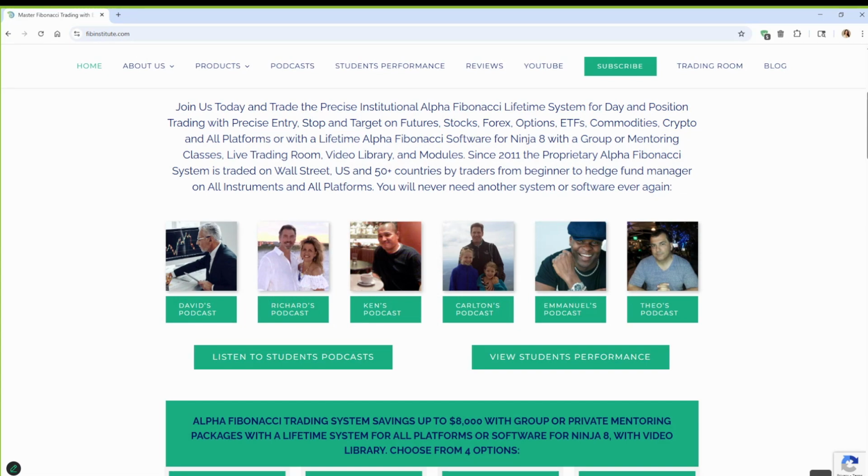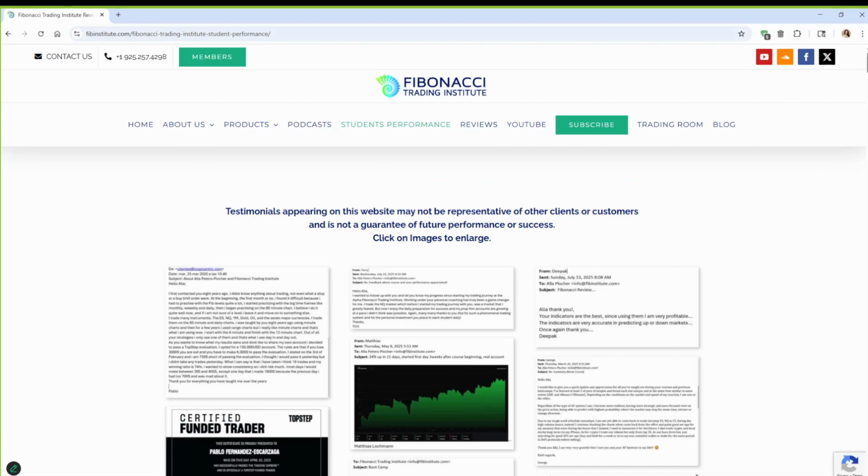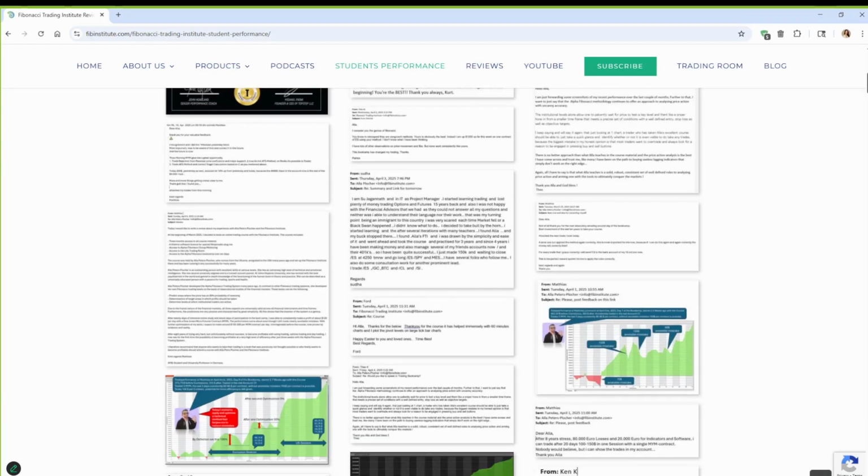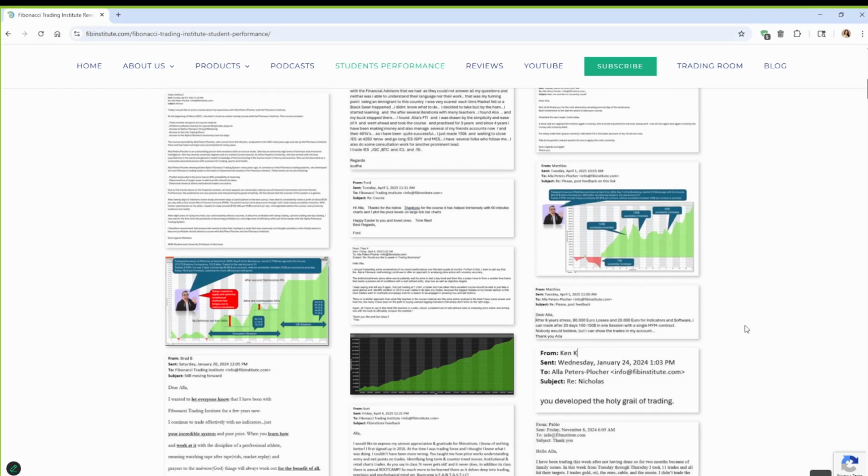JP Morgan traders trading the alpha Fibonacci system, hedge fund managers, financial advisors, and children of my traders trading the system. Husbands bringing their wives, Emmanuel has done it, Carlton brought many friends, Ken made a movie about Fibonacci Trading Institute, we met in London multiple times. CEO coming to classes in the middle of the night in Australia. Richard David retired trading the system. Understand this is less than 1% of the emails I receive. I only started posting emails a couple of years ago. But this is what is proven by traders all over the world.